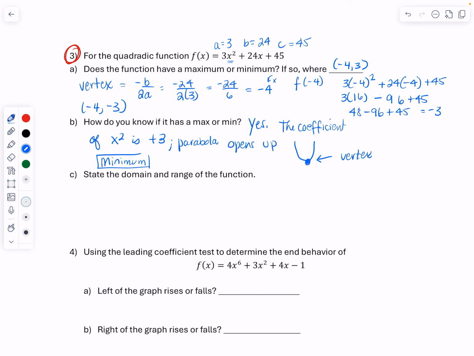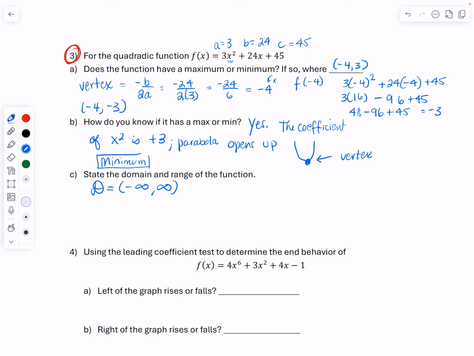State the domain and range of the function. Okay, so the domain. I do not have any kind of fractions or anything that looks like a fraction. I have a simple polynomial. The domain is all real numbers. There isn't a place where it zeroes out.